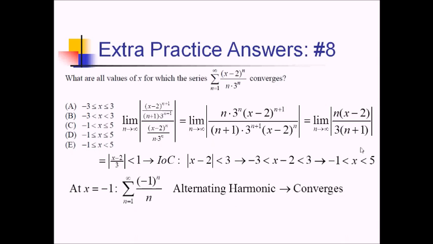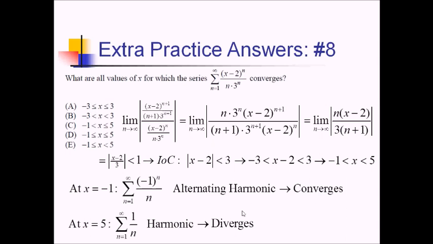Next, let's say that I have 5 for my x value. So 5 minus 2, that would be 3 to the n. Over this other 3 to the n, it's just going to cancel out. So that's just 1 over n when the dust settles. So this was at x equals 5. 1 over n is our series. That is the harmonic series, which we know diverges.